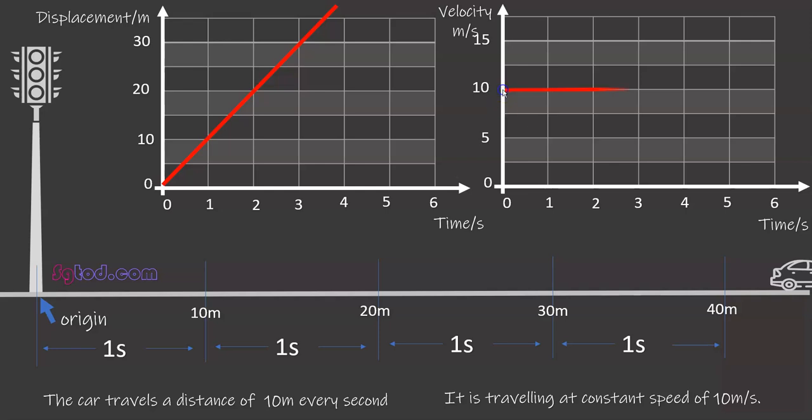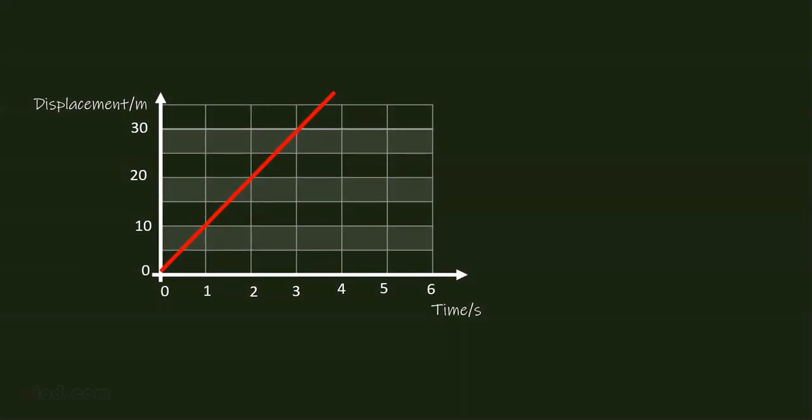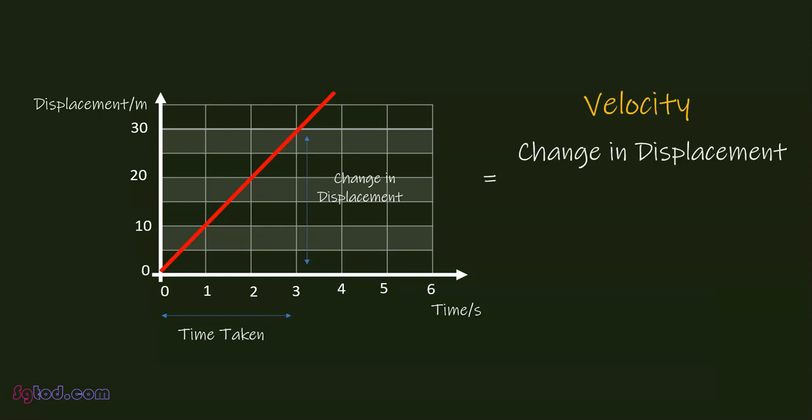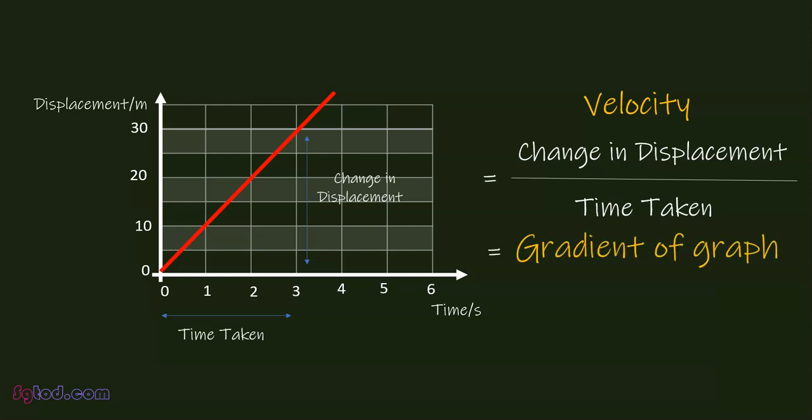The velocity time graph, on the other hand, is a horizontal straight line because its speed remains constant at 10 meters per second. If we were to calculate the gradient of the graph, we need to take the change in y-axis, that is the change in displacement, divided by the change in x-axis, that is the time taken. However, we have also learned previously that velocity is defined by change in displacement divided by time taken, and that equals the gradient of the displacement time graph. Hence, from a displacement time graph, we can find the velocity by calculating the gradient of the graph.